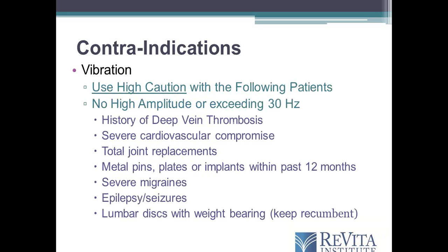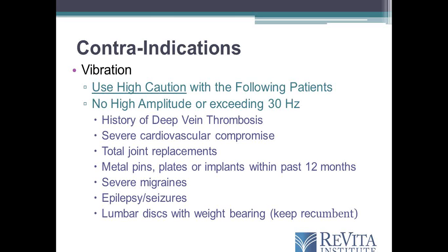The next category of contraindications for patients with vibration, in this category we recommend using high caution with the following patients. This does not mean that they cannot be placed on the equipment. What it does mean is that one, no high amplitude or frequency exceeding 30 Hertz is recommended, and two, the patient needs to be monitored continuously while they are on the equipment.